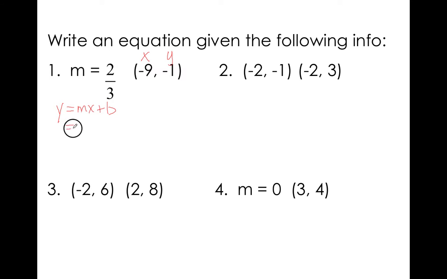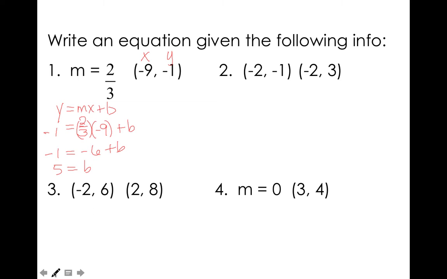Well, this means that we'll replace the y with -1. We'll replace the m with 2/3. We'll replace the x with -9, and we'll just keep the b. So when we simplify a fraction times an integer, remember we can do it one or two ways. We can either divide -9 by 3 and multiply by 2, or we can just say 2 times -9 gives us -18 divided by 3, which is -6. So that means we get -1 is equal to -6 plus b. Add 6 to both sides, and you end up with 5 is equal to b.